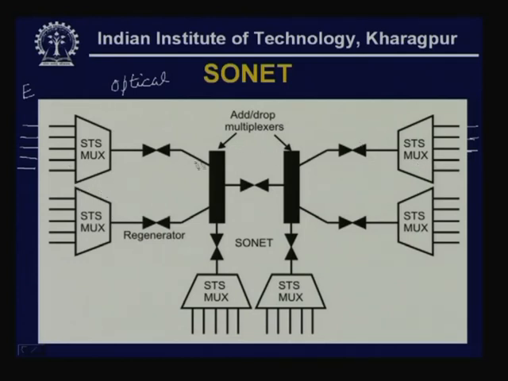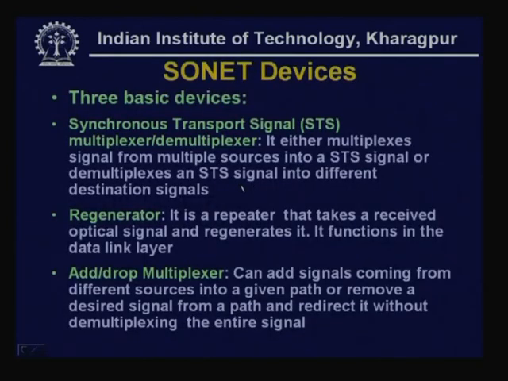So, in the simplest case you need not have a regenerator, need not have an add drop multiplexer. Essentially STS multiplexers can be directly connected if the distance is small. However, if the network is complex, you will require a large number of STS multiplexers, regenerators, and add drop multiplexers. So, we have seen the three different types of devices used in SONET. What are the functions of these three different types of devices?